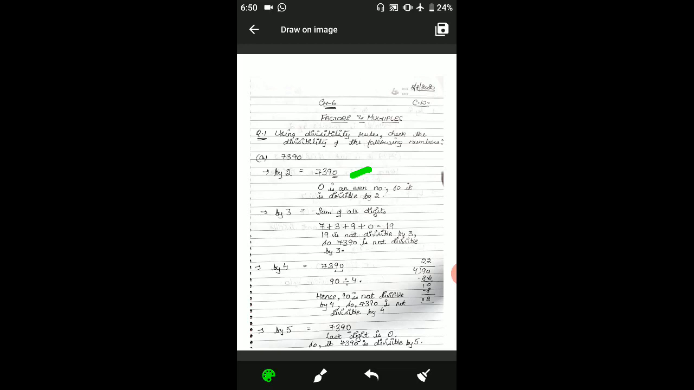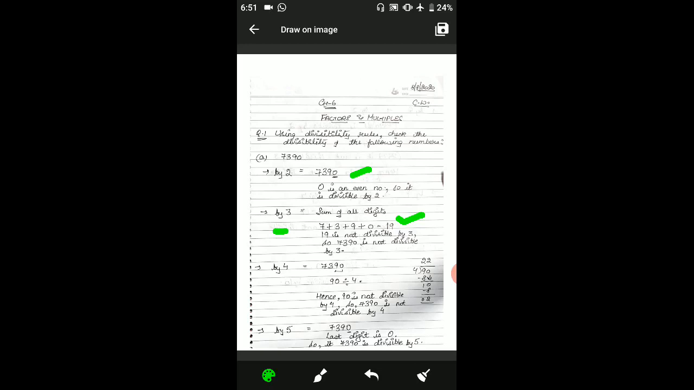Clear? For 3, you have to sum all the digits. When you add all these numbers, 7 plus 3 plus 9 plus 0, you get 19. Does 19 come in the 3 table? No. So you write 19 is not divisible by 3. So 7390 is not divisible by 3.